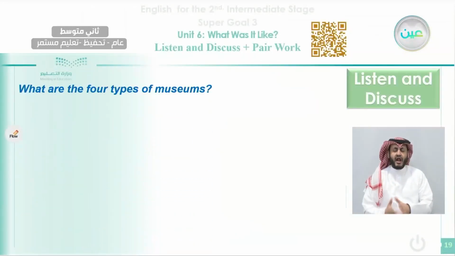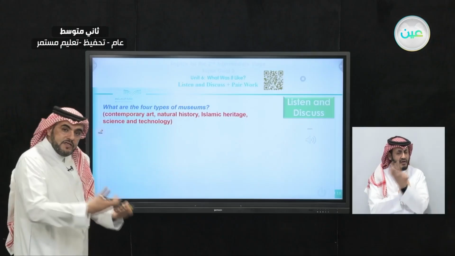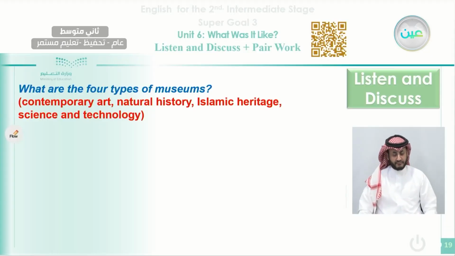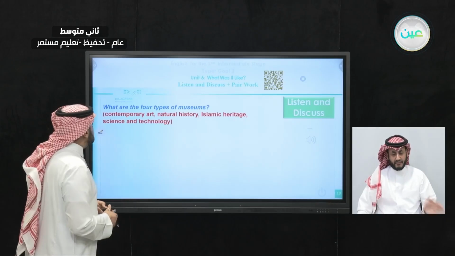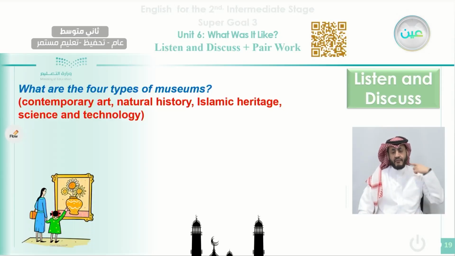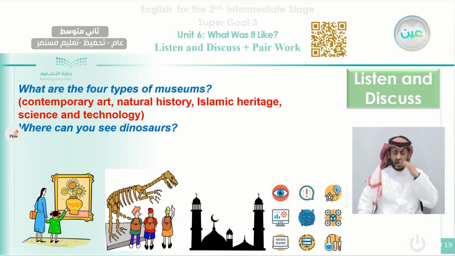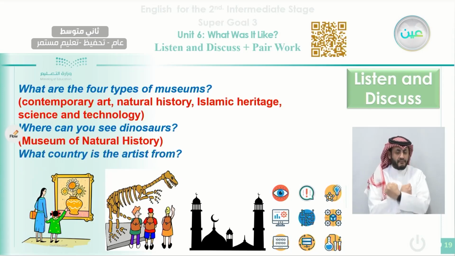Another question here, what are the 4 types of museums? They are contemporary art, that means the recent art, the art that is in the same time. Natural history, okay, that is for the previous time, that is talking about nature. Islamic heritage, we talk about handwriting or Arabic calligraphy. And the last one is science and technology. Okay, these are the 4 types. Where can you see dinosaurs? Which one can you see dinosaurs in? You can see them in the Museum of Natural History.